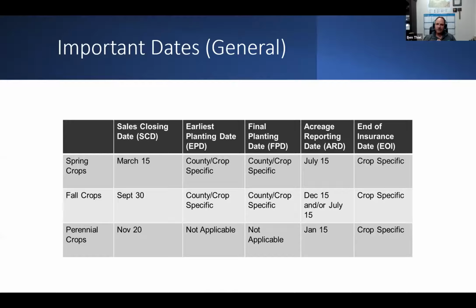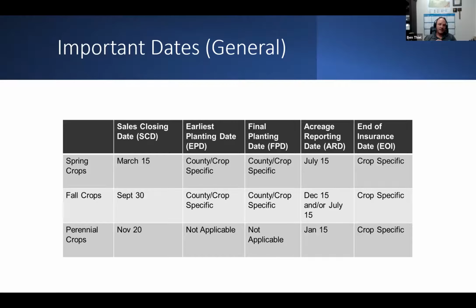This slide just sort of generally shows important dates within crop insurance. The first column there is the sales closing date. This is the last date you can make changes to your policy, or if you're a new insured, this is the date you sign up for insurance. So to point out, for wheat, all wheat, whether it's planted in the fall or in the spring, the sign up date is September 30th. That is the only date for wheat. Then a spring crop like potatoes, the sign up date would be March 15th.